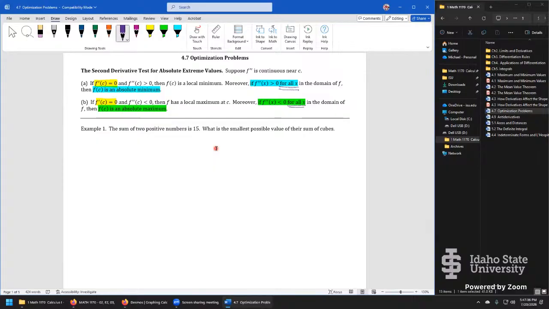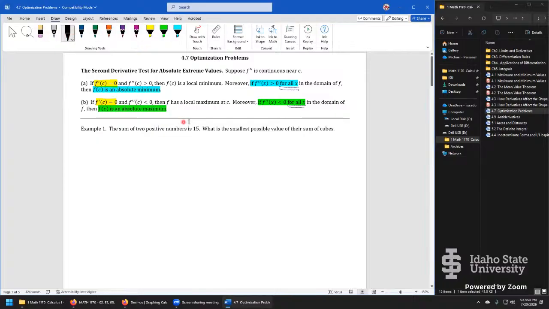Okay. Well, it says the sum of two positive numbers comes out to 15. We want to know the smallest possible value of their sum of cubes. Again, think of this one as a warm-up problem. I think there's a similar one to this assigned in the homework.